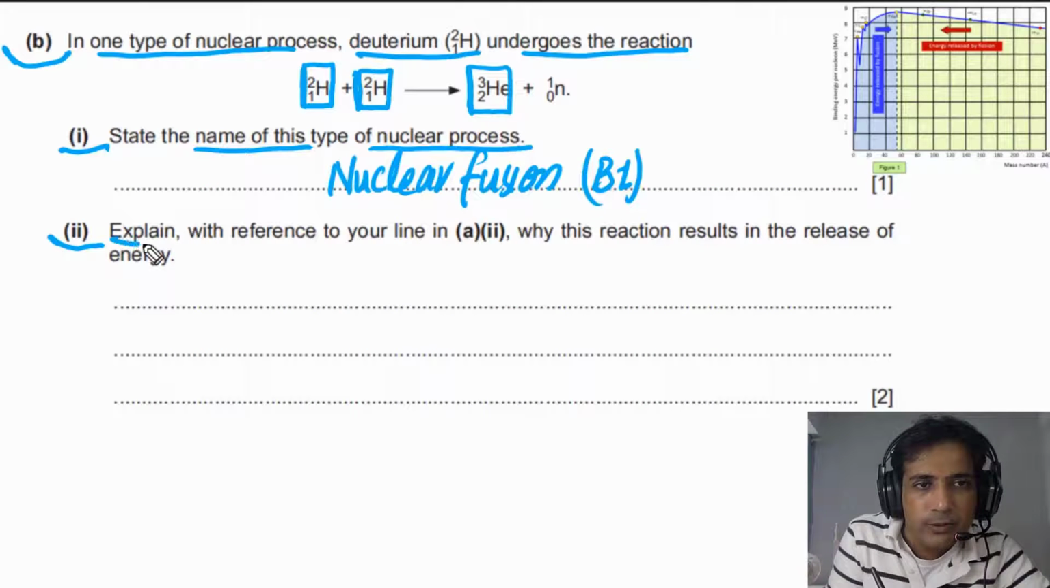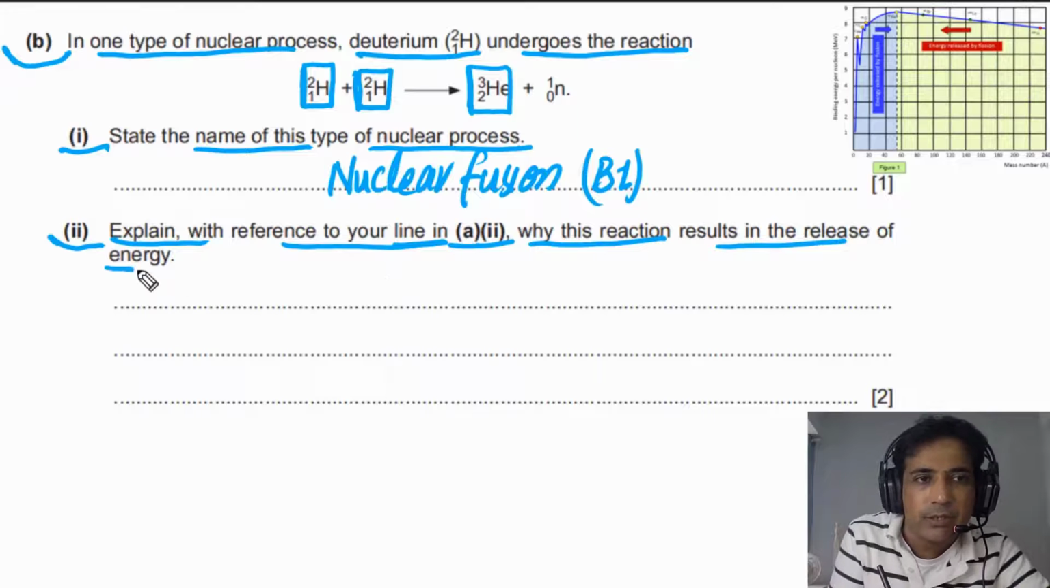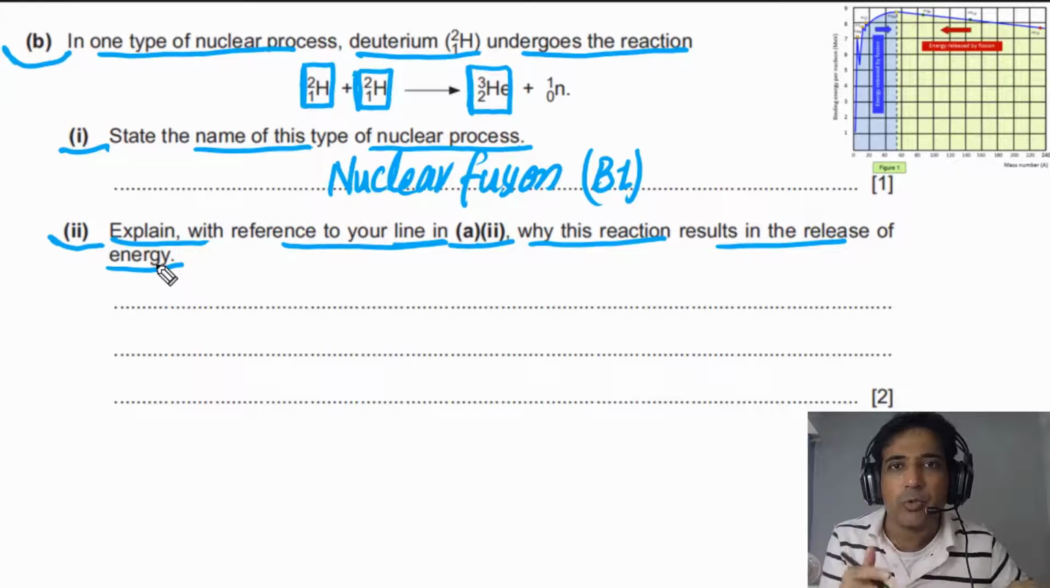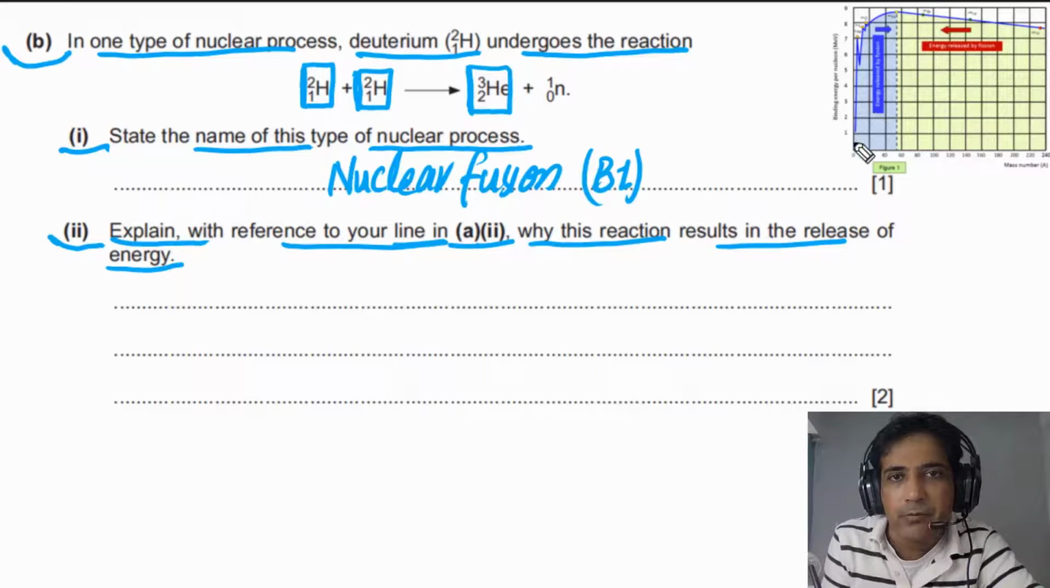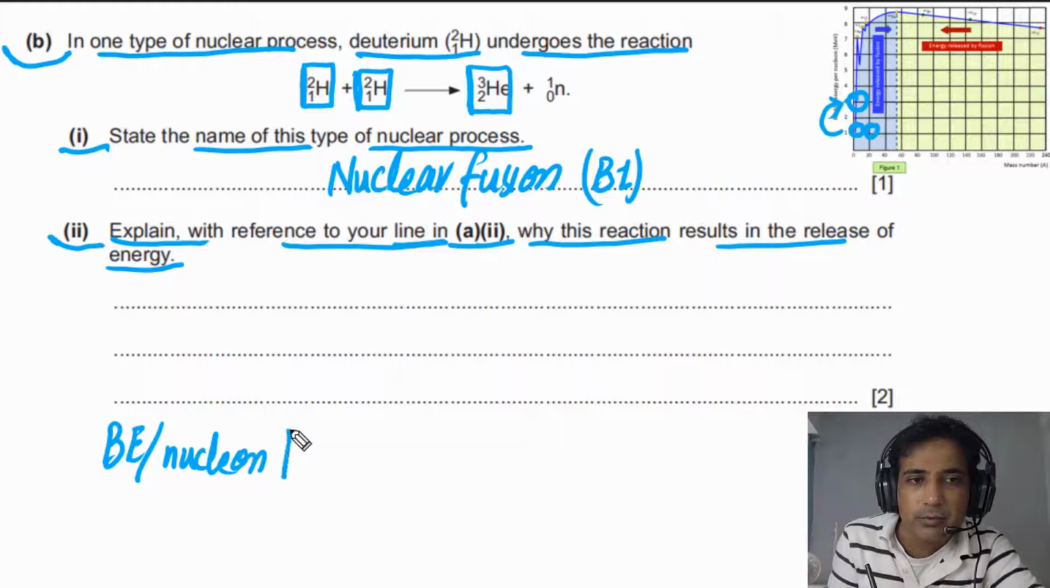For the second part, we need to explain with reference to the graph in A2 why this reaction results in the release of energy. We have already discussed energy is released if binding energy per nucleon increases. Let's try to understand this one with the help of this curve. In this case, we have 2 deuterium nuclei. They combine together and they form one heavier helium nucleus. So you can see in this case, binding energy per nucleon is increasing. So we can say binding energy per nucleon in this reaction increases.